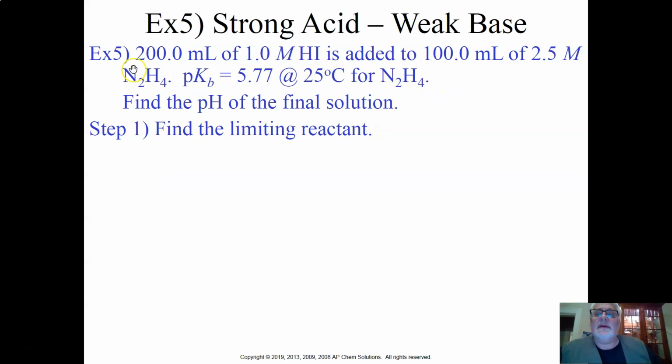And this one's got a weak base that you probably have never heard of. Just 2 nitrogens and 4 hydrogens. But you can figure this out. I'd really like you to give this a try. See if you can write the net ionic equation from the concepts that we've had before. So hit the pause and give that a try.